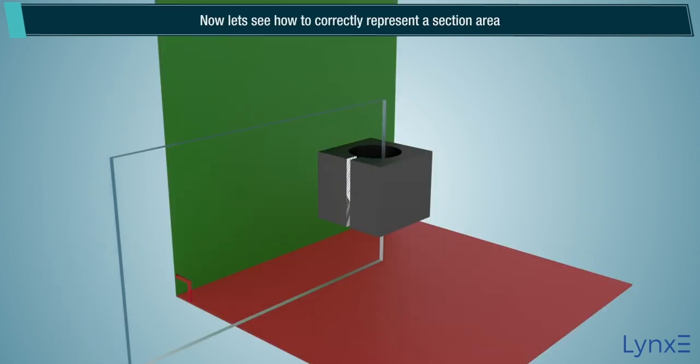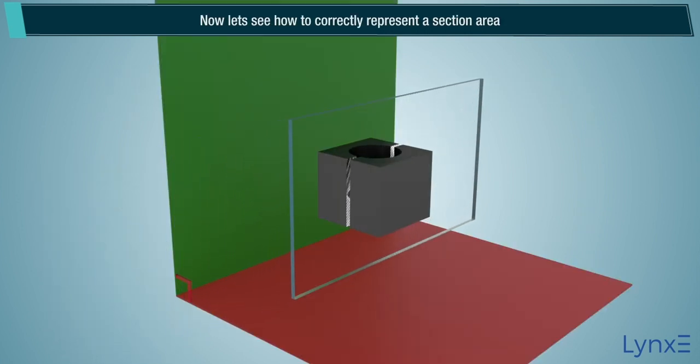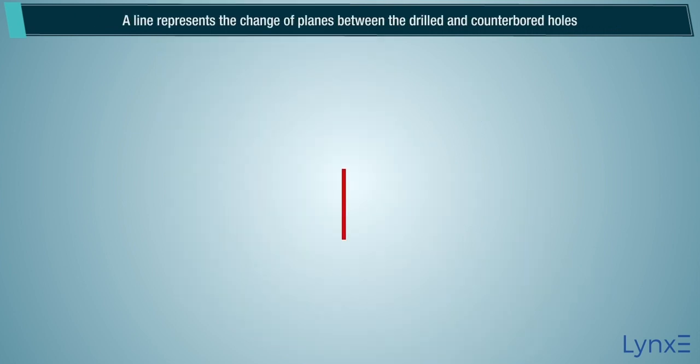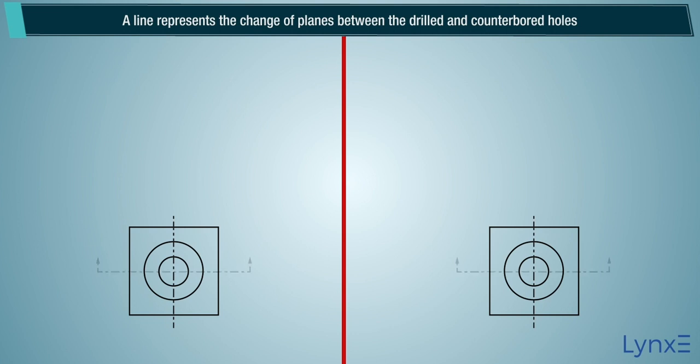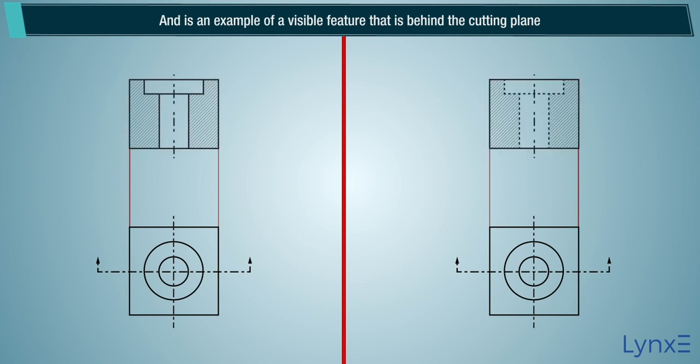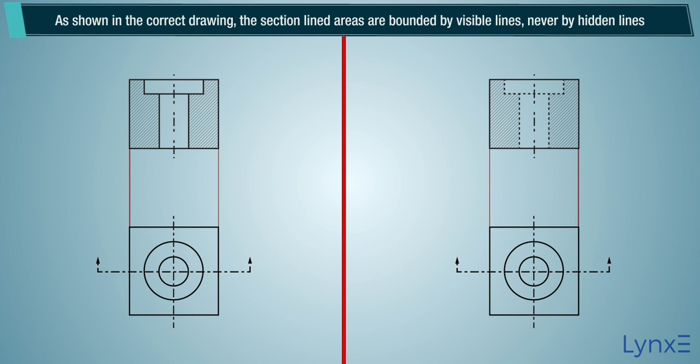Now let's see how to correctly represent a section area. The figure shows a view for which the cutting plane passes through the center of a counterbored hole. A line represents the change of planes between the drilled and counterbored holes, and is an example of a visible feature that is behind the cutting plane. As shown in the correct drawing, the section-lined areas are bounded by visible lines, never by hidden lines.